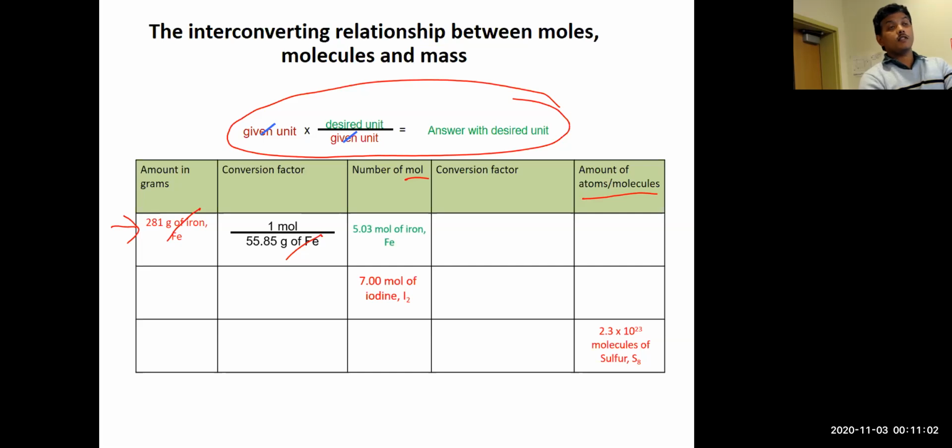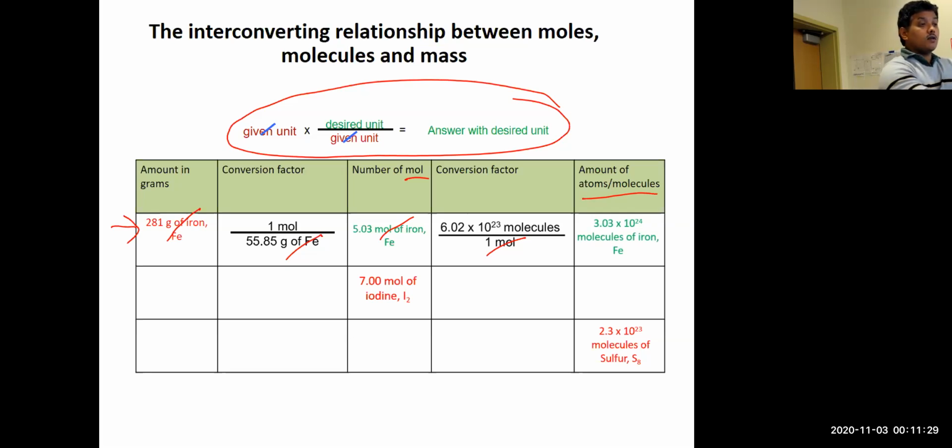If you have 5.03 moles, how do you identify the number of iron atoms present? In this case, you use the Avogadro conversion factor, which has Avogadro's number and 1 mole. You want to use the mole in the denominator so that you can cancel out the unwanted units to end up with your answer of how many atoms of iron are present.